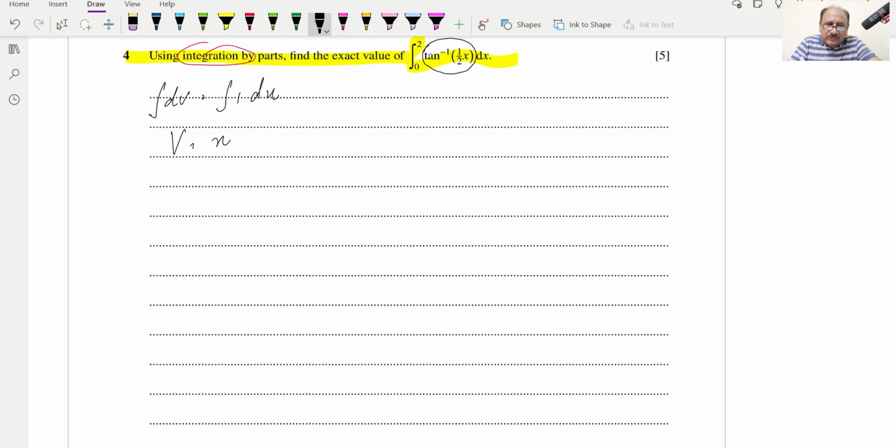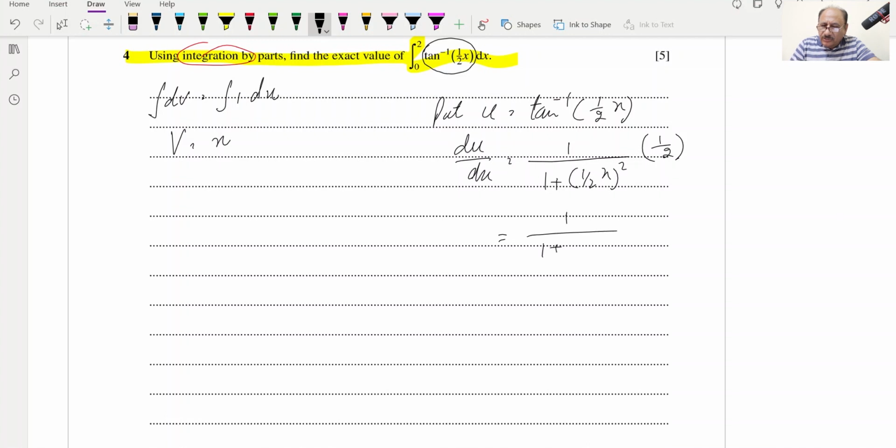So put u is equal to tan inverse of 1 by 2x, and du over dx will be equal to the derivative of tan inverse, which will be 1 over 1 plus (1 by 2x) squared, and into the derivative of 1 by 2x, which will be 1 by 2. Now we can simplify this. It will be 1 over 1 plus 1 by 4x squared into 1 by 2.